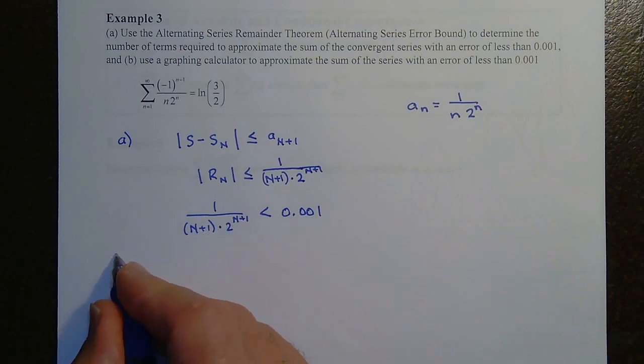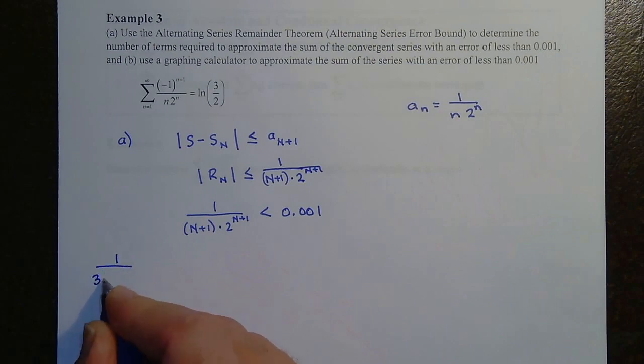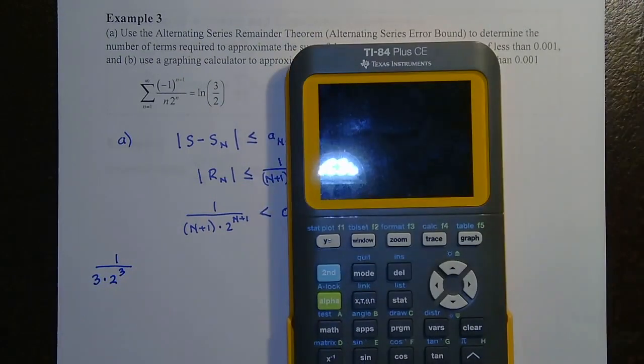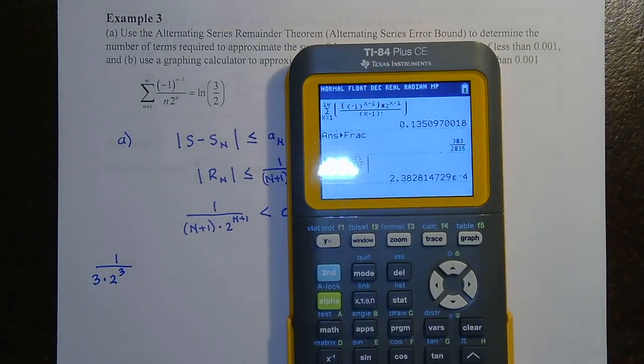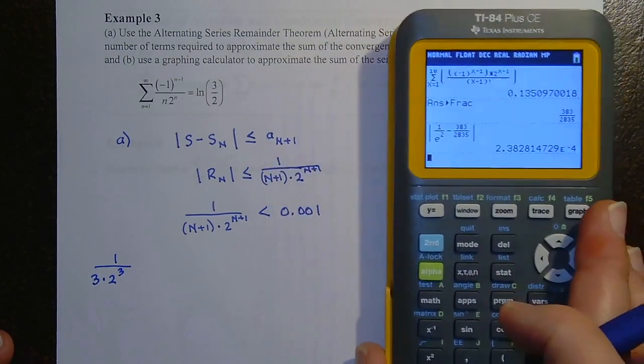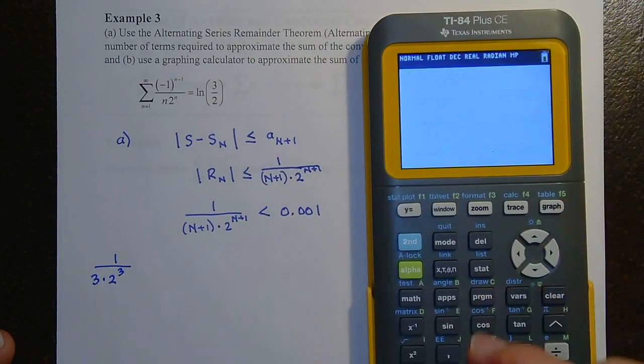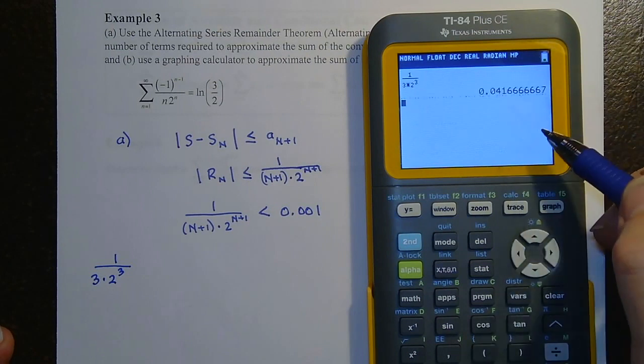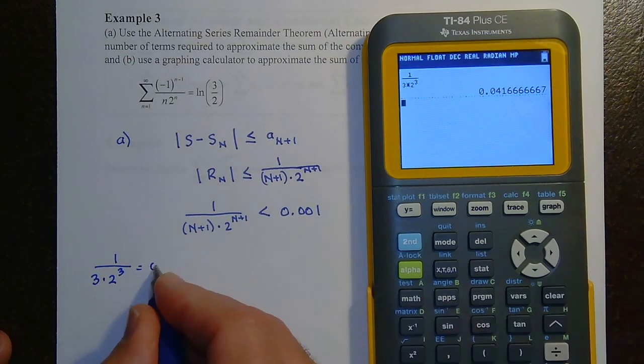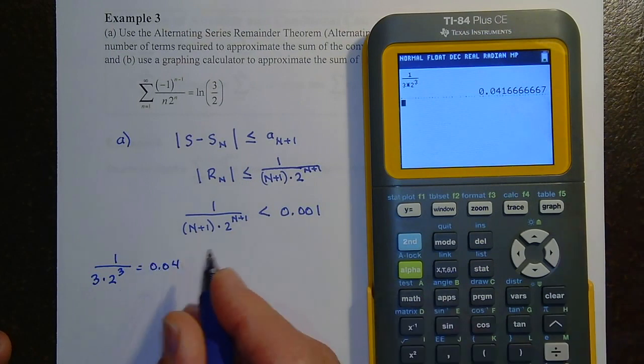Let's try 1 over 3 times 2 to the 3rd power, right? So we go to our calculator, let's see what that gives us. If it gives us less than 0.001, we found it, but we may have to go back up and try it with 2 and see if that one does it. Okay, so let's try this one. 1 over, I doubt this one works. 3 times 2 raised to the third. Yeah, that doesn't give me less than 0.001, right? So this is equal to 0.04, not less than that, right?